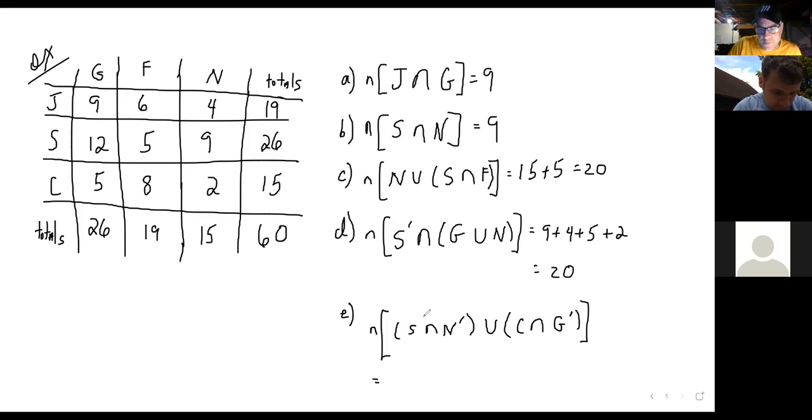So let's just figure out how many people are in senior high and don't play the position of center. Well, you got to be in senior high and you're not playing center. That means you're guard or forward. So you're these two. That is 17. Now, college and not a guard are these two. And that's 10. And 17 plus 10 is 27. Questions on that contingency table?